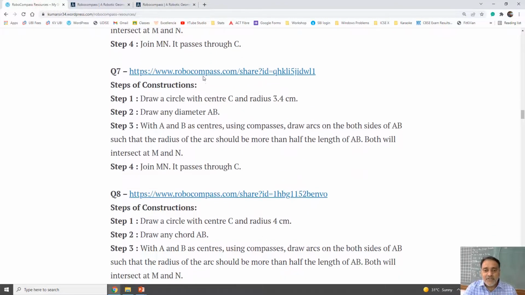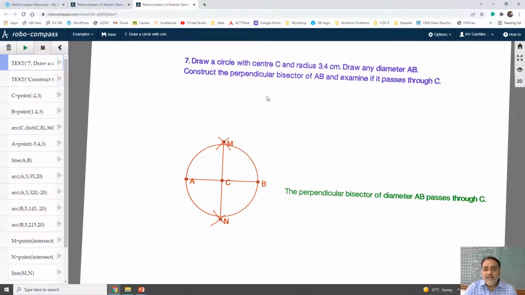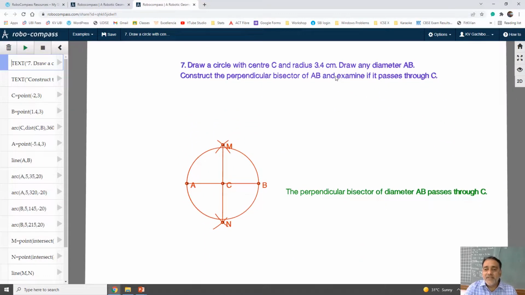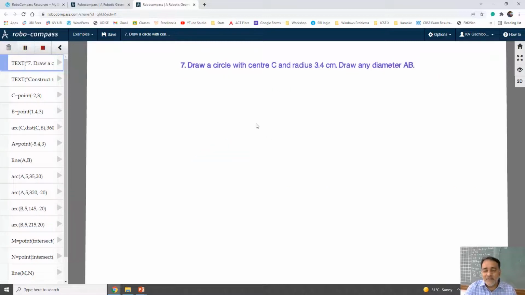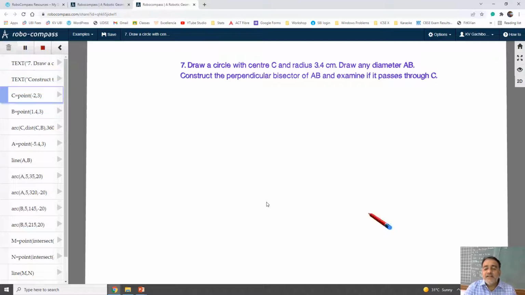Now we are moving toward question number 7. Question number 7 is draw a circle with center C and radius 3.4 centimeter. Draw any diameter AB. Construct the perpendicular bisector of AB and examine if it passes through center or not. ठीक है, तो पहले तो हम लोग एक सर्कल ड्रॉ कर लेते हैं विथ सेंटर C एंड रेडियस 3.4 सेंटीमीटर.